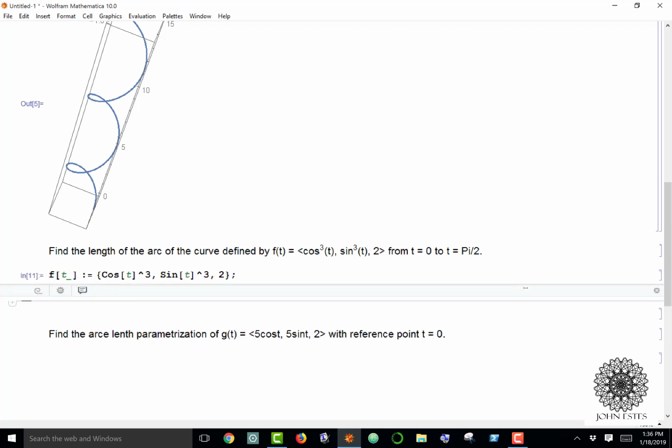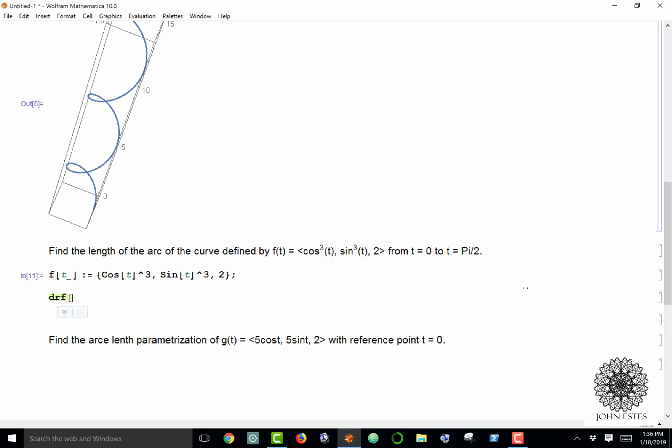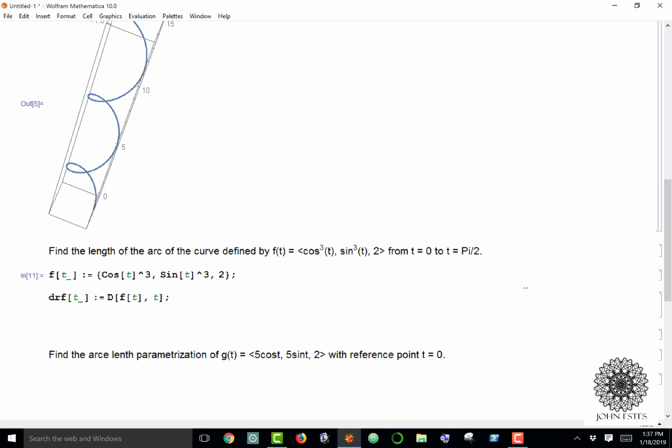There's my vector function. I'm going to have to take the integral of the norm of the derivative of my function in order to find length. There are other ways to do this, but this is just the way I do it. I'm going to take the derivative of f and define that as a function of t. Mathematica understands how to take the derivative of a vector function. I'm also going to define the norm drf function as the square root of the derivative dot derivative.